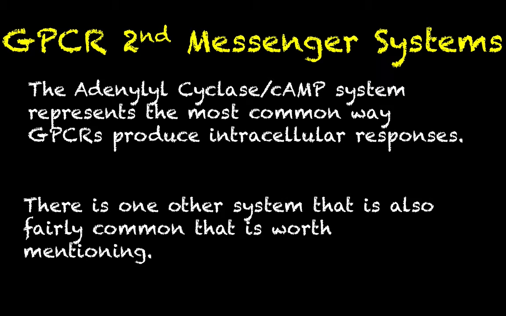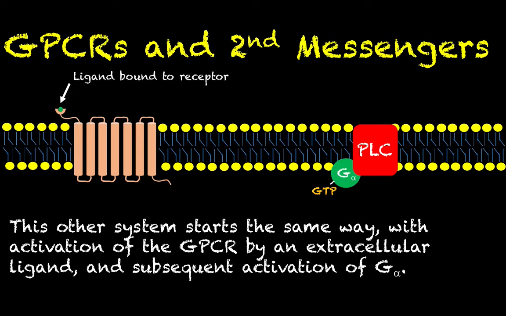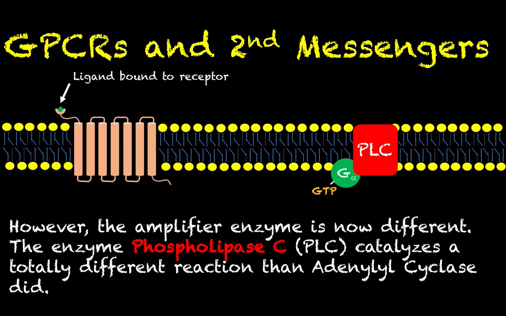So there is one other slightly less common system, but it is still fairly common enough that it's going to be worth our time to mention it. So let's go ahead and take a look at that. This system starts very much the same way in that you activate the G protein coupled receptor, that activates the alpha subunit, it binds to GTP, it diffuses over, and it activates an amplifier enzyme. What's going to be different here is that we are activating a different amplifier enzyme. This amplifier enzyme is called phospholipase C.